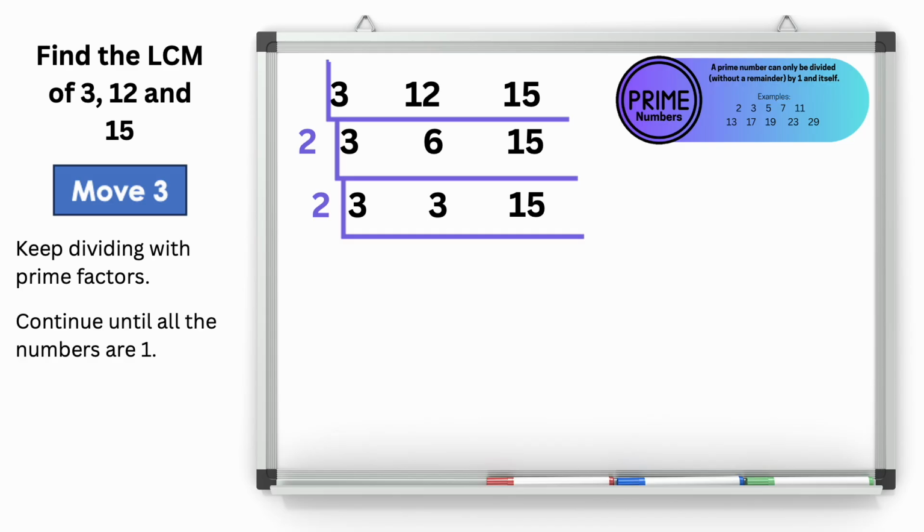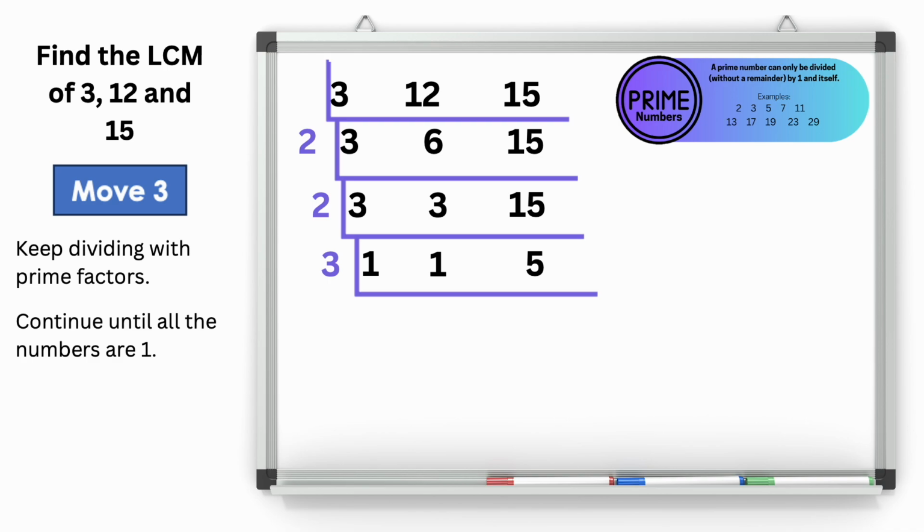we're going to move on to our next prime number. What's our next prime number? That's right, it's 3. So let's divide by 3. 3 divided by 3 is 1. Okay, I can stop for that column now. 3 divided by 3 is 1. And 15 divided by 3 leaves 5.